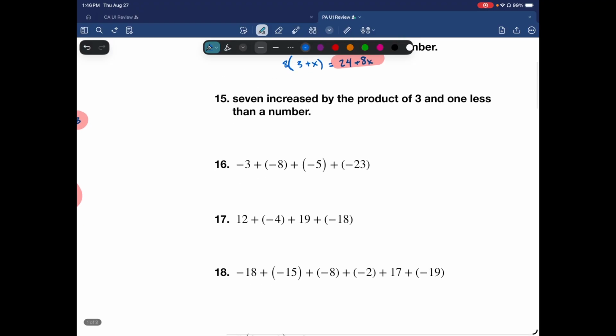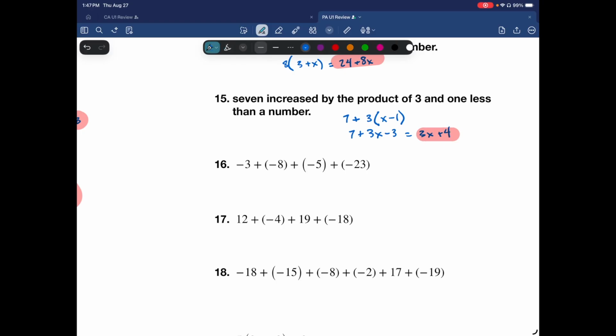All right, 7 increased by the product of 3 and 1 less than a number. Okay, so you have 7 increased, so that's plus the product of 3 and 1 less than a number. So 3 and 1 less than a number, so a number minus 1, the product of 3 and 1 less than a number. So that's what it looks like, and then I can clean this up. 7 plus 3x minus 3. All right, you get 3x plus 4 as your answer.